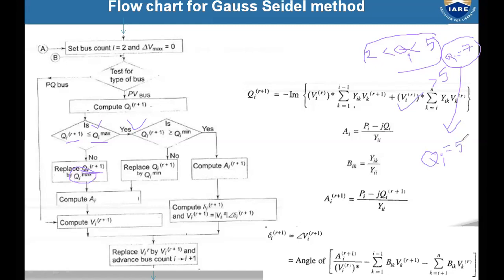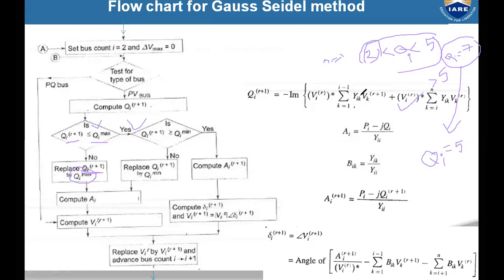Suppose it is less than this 2, that means QA is equal to 1 came. Suppose your calculated value QA is equal to 1, which is less than your limit. In such a case, you have to set this QA value to the minimum value, which is equal to 2. So if the calculated QA value is less than the minimum value, you have to set that value again to the minimum value. If it is more than the maximum value, you have to set the QA value to the maximum value.